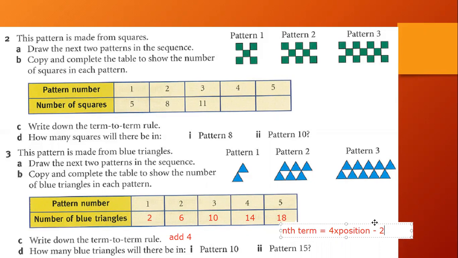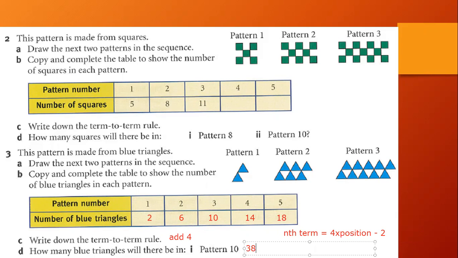Okay, now here I just put it in. If I put 10 here, 4 multiplied by 10, 40, minus 2, 38. So the 10th term is 38. Now same for the 15th pattern, 15 multiplied by 4 is 60, 60 minus 2, 58. Here is my answer. Okay, so in the same way you solve all of these.